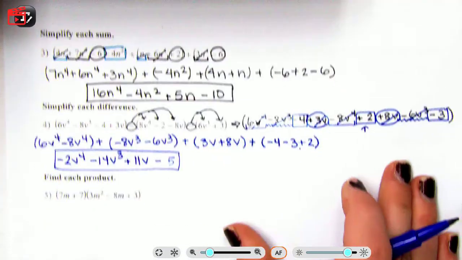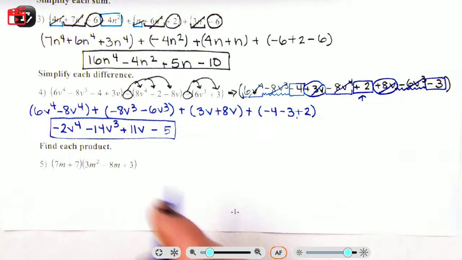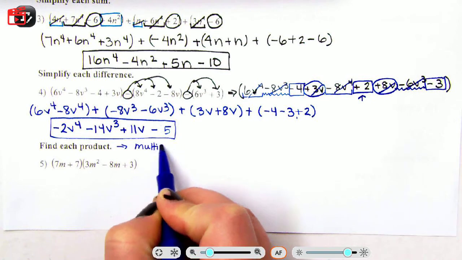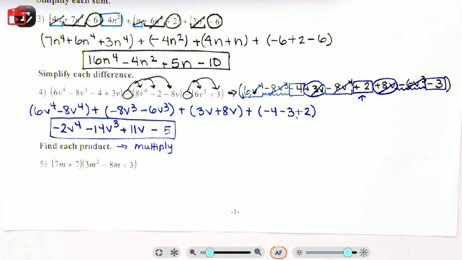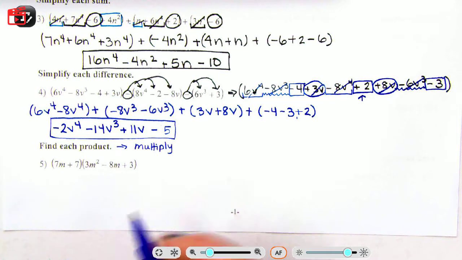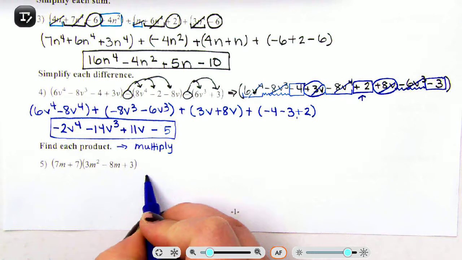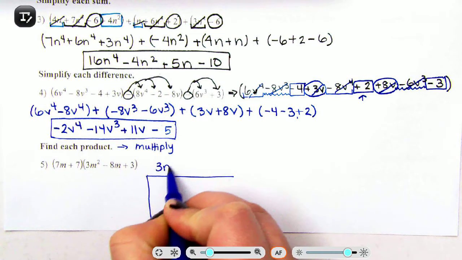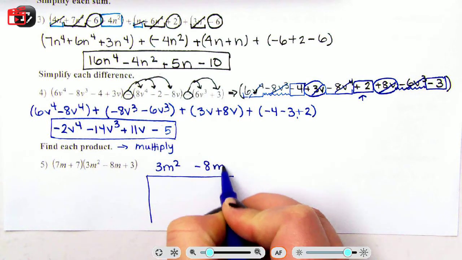Okay, we're going to move on to number 5. I'm going to scooch this up just a little bit. Now this one here is find each product. We are going to multiply. It is your choice which method you'd like to use. If you like FOIL, use FOIL. If you like the box method, use the box method. I choose the box method. I didn't always. In the beginning, I did like FOIL. That was my go-to, but just recently, I really picked up box method. I think it organizes everything really well. So I'm going to choose box method.